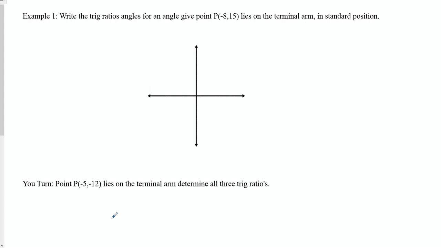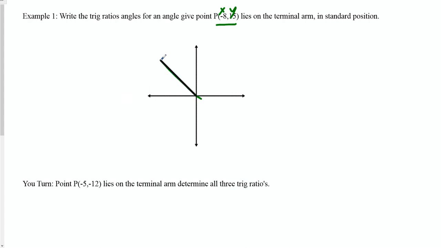All right, so write the trig ratio angles for an angle given at point P at -8 and 15. It lies on the terminal arm in standard position. Okay, so all that's saying is you're going to draw an angle off of point P and you're going to determine the trig ratios, okay, for this point. So we know our points at -8 and 15. So that means my x value is negative, my y value is positive. So I'm over here in quadrant 2.